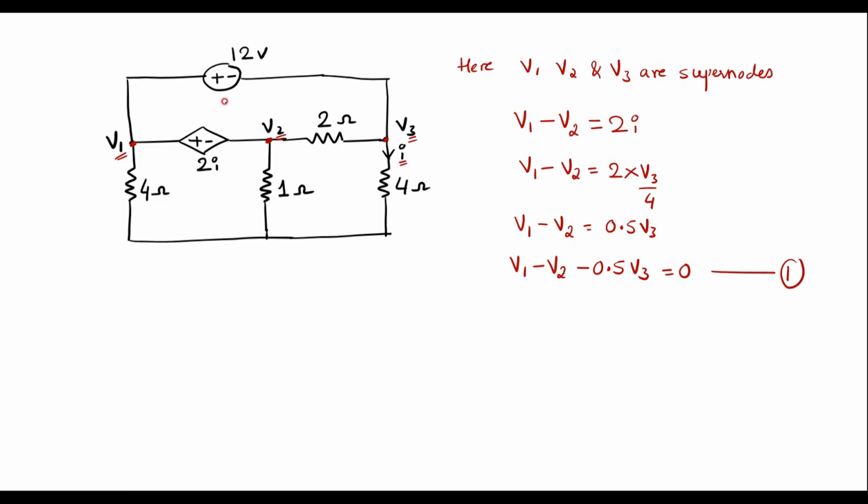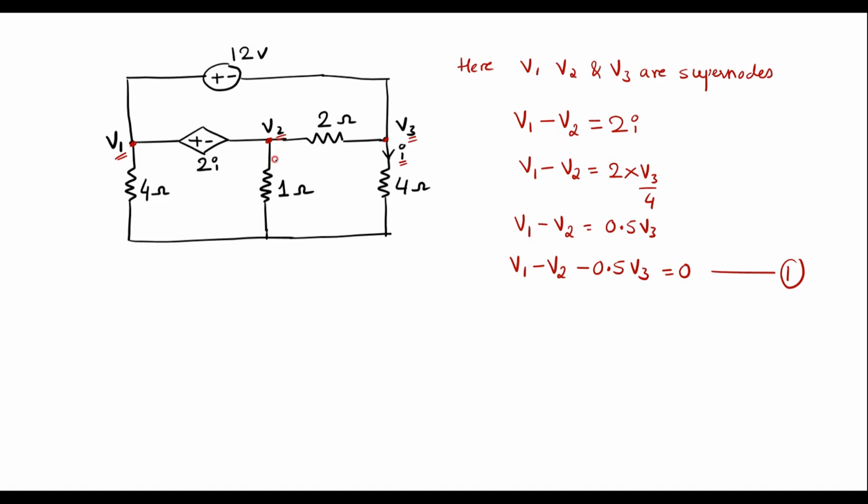So here we can observe that there is a voltage source between V1 and V3. Therefore V1 and V3 are also supernodes, so we have to analyze supernodes first. I can write V1 minus V3 is equal to 12 volts. Let me call it equation 2.